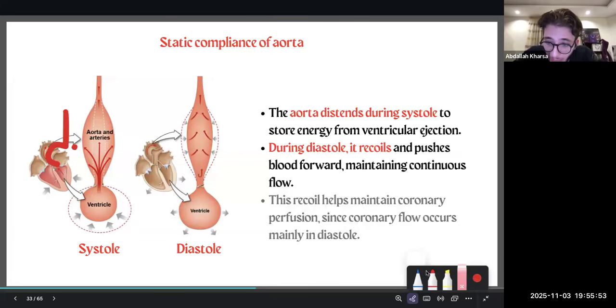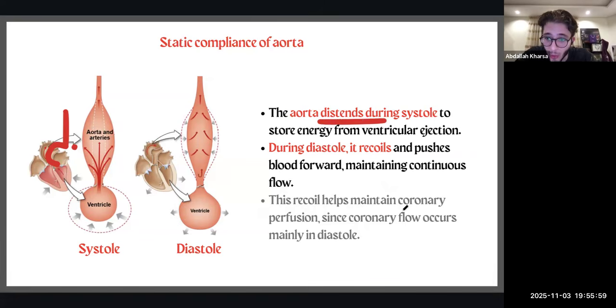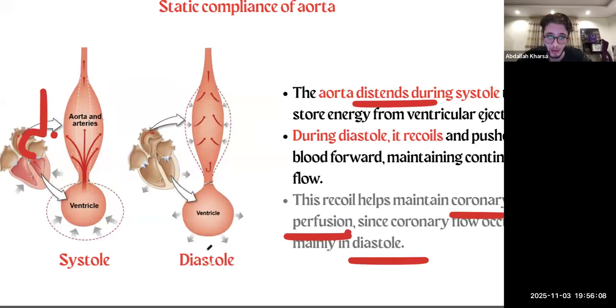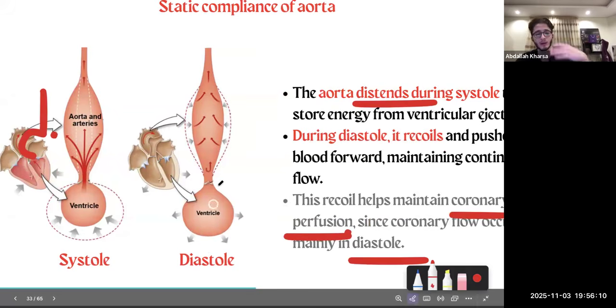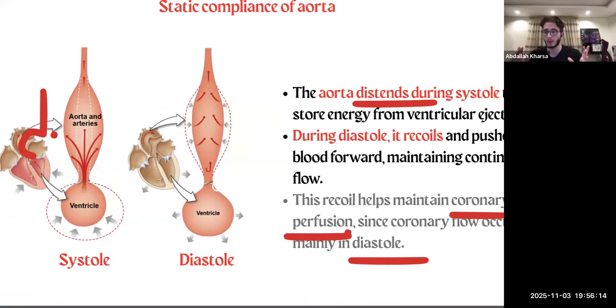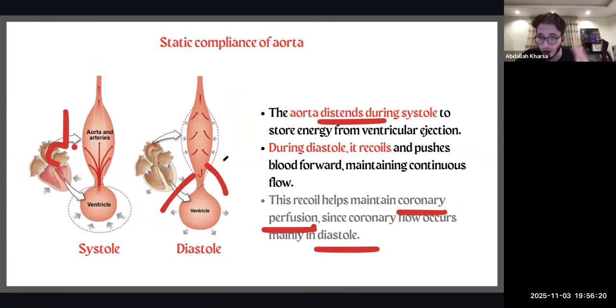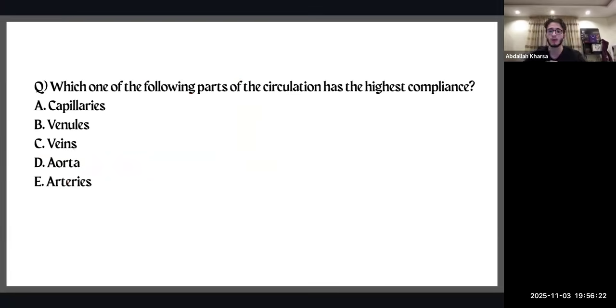This relaxation, this distending, maintains coronary perfusion. Perfusion means blood flow, right? Since coronary flow occurs mainly during diastole, meaning we're in diastole, and the heart is relaxing, this is when the heart gets its blood supply, right? So we need the blood to be flowing down. We need the blood to have already flown down, right? We're just reading the text that we explained. Right.